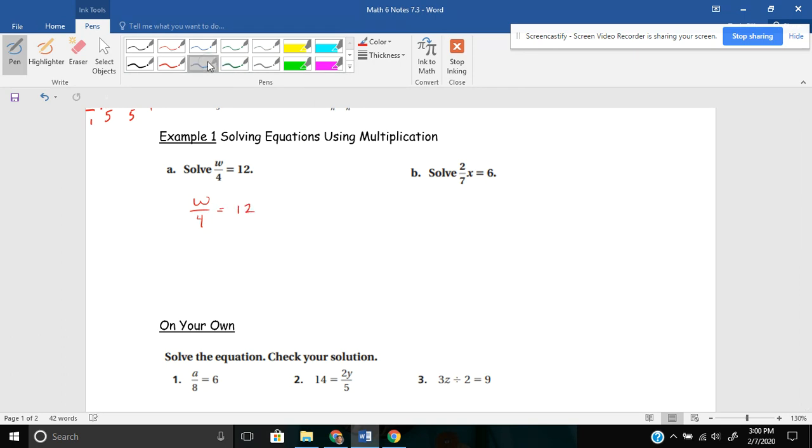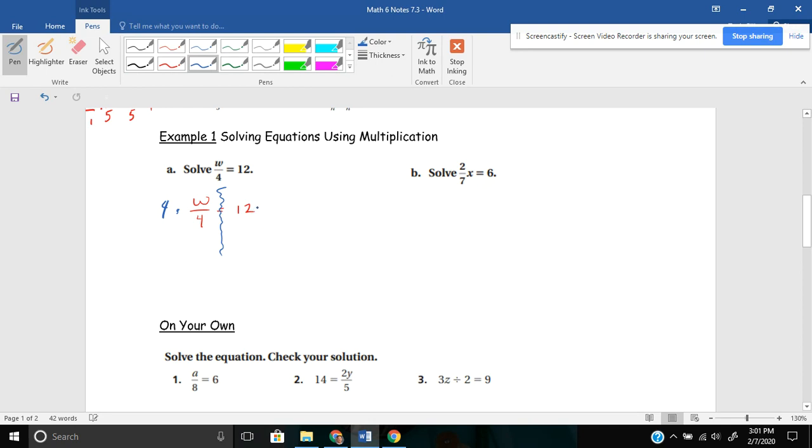Okay, let's remember a few hints about solving one-step equations. Sometimes it's helpful to split your equation into two, like a scale, a left and a right-hand side. And you ask yourself that question: what is being done to your variable, and how can you undo that? Well, in this case, w is being divided by 4. Remember, this is like a division sign as well. So how do you undo dividing by 4? Well, you multiply by 4.